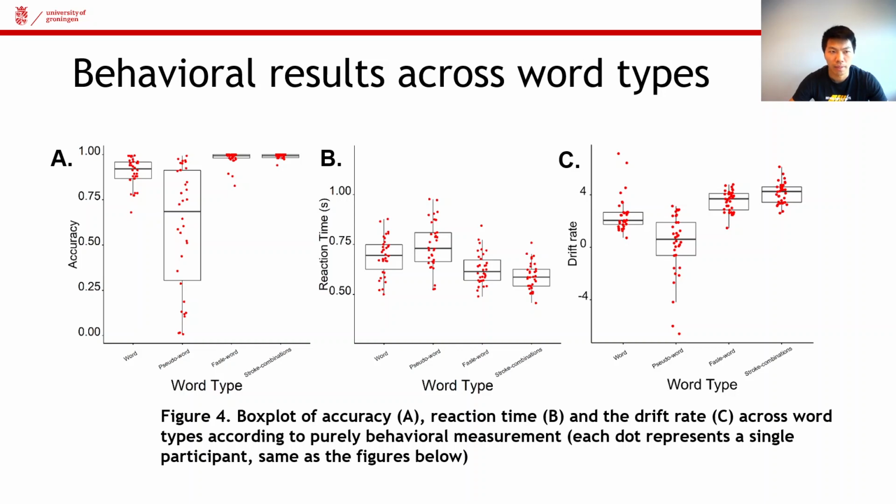So in the first part, the behavioral results, we found that the pseudo-words show the poorest performance compared to words, false words, and stroke combinations. And with purely the behavior, the drift rate for pseudo-words was the lowest, while for false words and stroke combinations, it was the highest compared to real words.